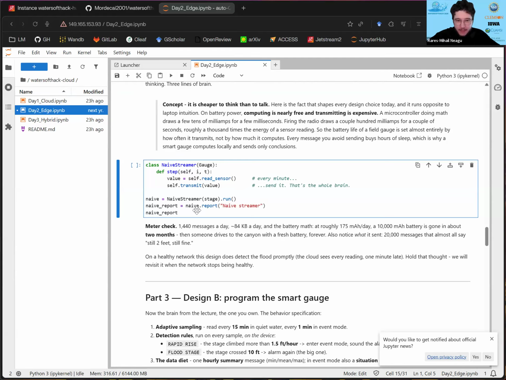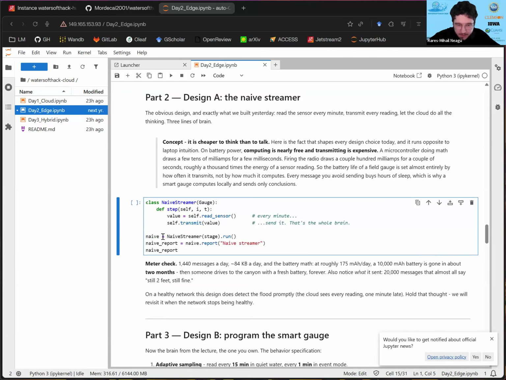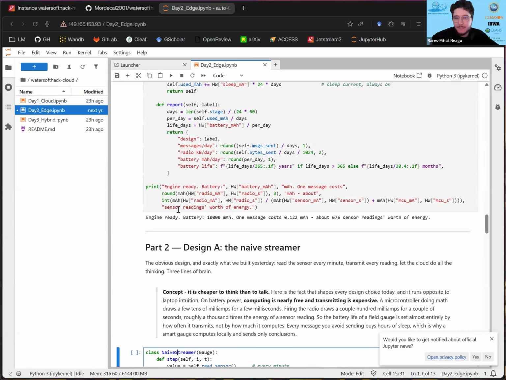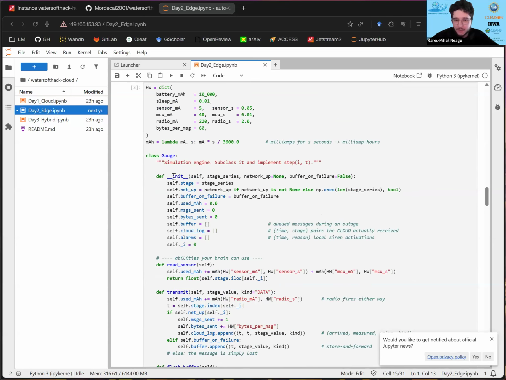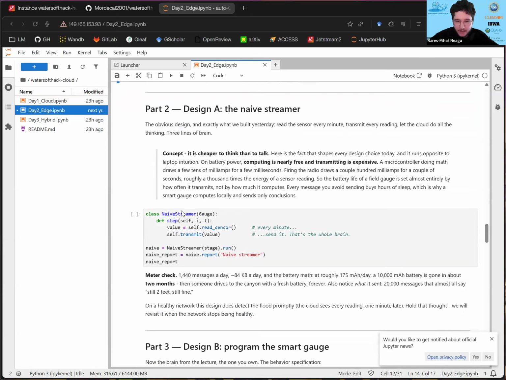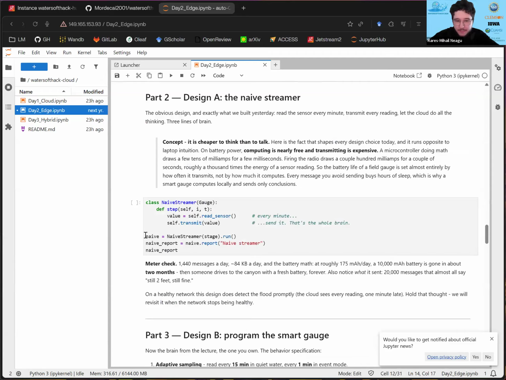Now, what are we doing here? We are instantiating an object. Whenever we call the name of the class and put parentheses, this calls the constructor of the class. Because the constructor of the naive streamer class is the constructor of its base class, which is gauge, it's going to call this init function. It creates it and then runs the gauge.